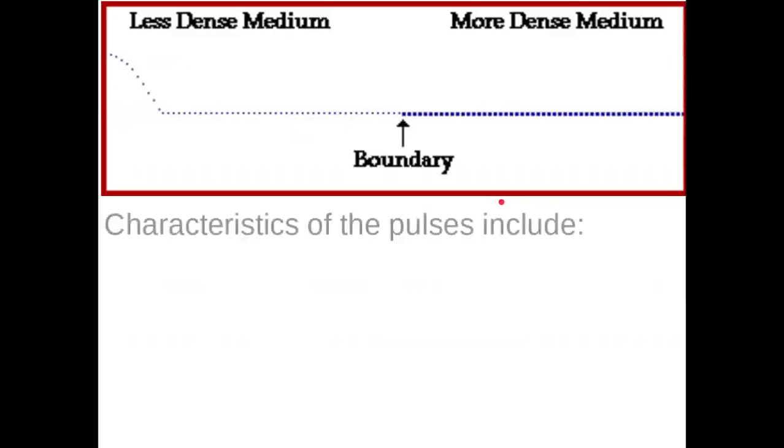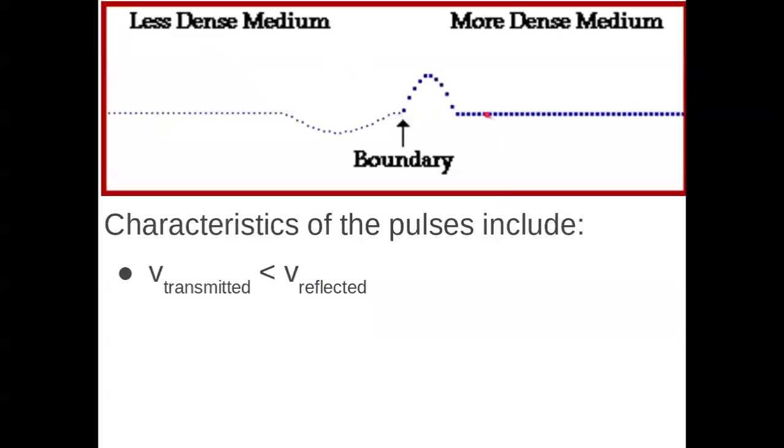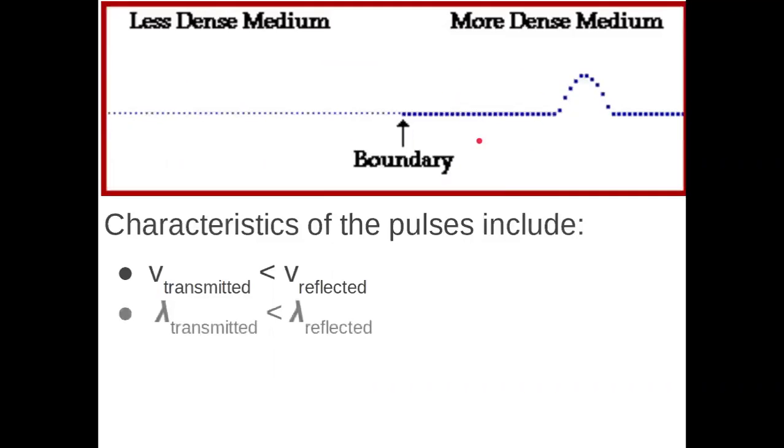A few things to note about these pulses. So one is that the velocity of the transmitted wave is less than the velocity of the reflected wave, or the incident wave for that matter, and that's because this is a more dense material. This material is harder to move around, so it slows down as it enters that material. The other thing is that the wavelength of the transmitted wave is less than the wavelength of the reflected wave, or the incident wave for that matter.